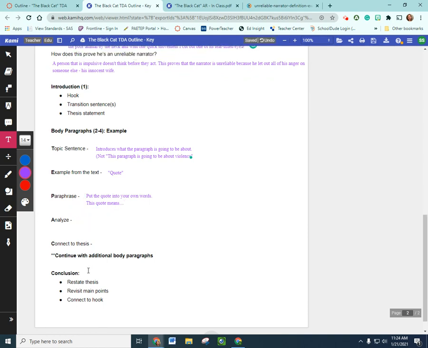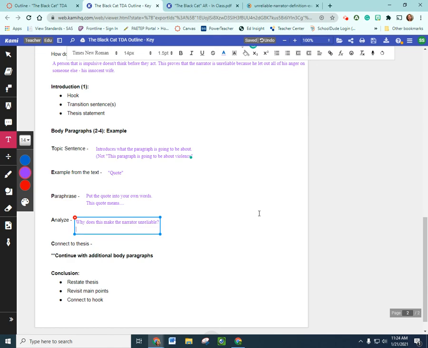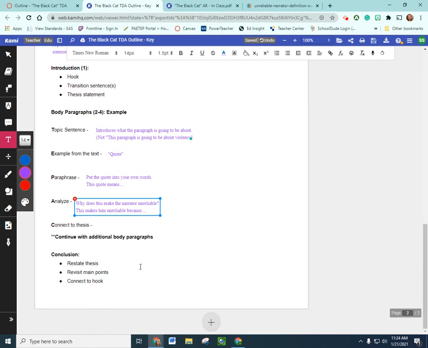Next, you need to analyze. So, why does this make the narrator unreliable? This makes him unreliable because, and you'll fill that in. And connect back to your thesis. So it's not copying and pasting your thesis, but it's just making a tie back to it.